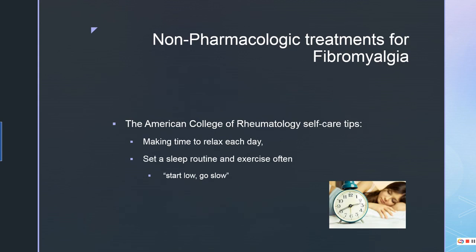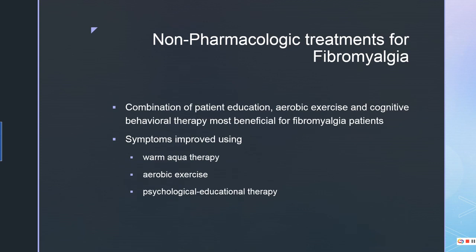The American College of Rheumatology suggests some self-care tips, such as making time to relax each day, setting a sleep routine, and exercising often, following the saying, "Start low, go slow," to avoid any pain flare-ups. Argoff in 2011 concluded that a combination of patient education, aerobic exercise, and cognitive behavioral therapy, which focuses on behavior change and positive thinking, was the most beneficial for fibromyalgia patients.